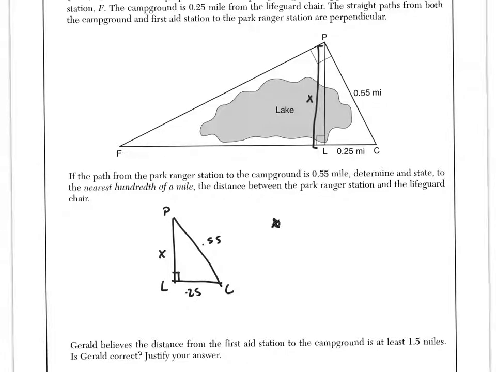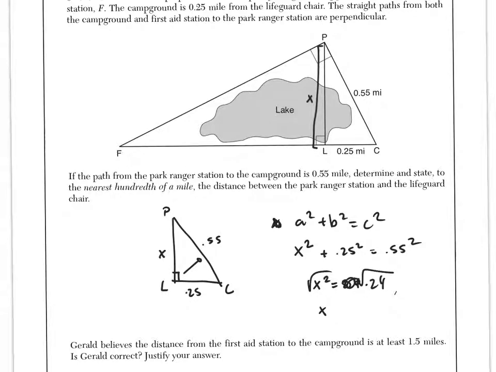So the formula is A squared plus B squared equals C squared. And we're just going to plug in what we know. So A is X, B is 0.25 squared, and C is 0.55 squared. And remember, C is always the hypotenuse. Now, if you solve this out, I'm assuming you could do this, you're going to get X squared is equal to 0.24. And then X, you take the square root of both sides, you're going to get X is equal to 0.49. All right? So that's our first distance. So the length of PL is 0.49.